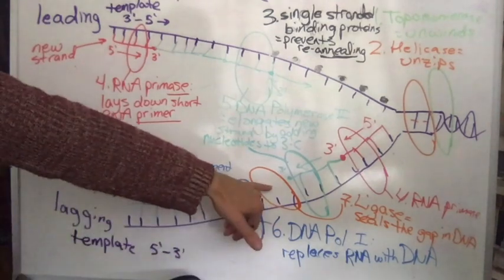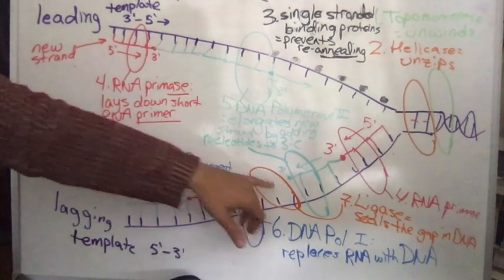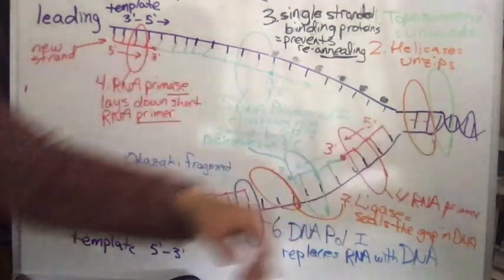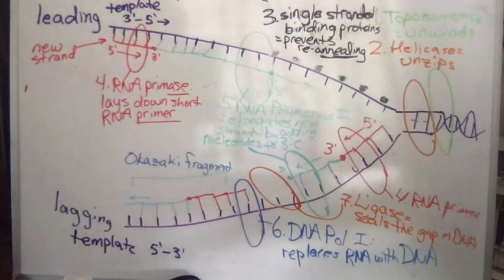Finally, we have the last enzyme involved, the DNA ligase, which seals the gap, and that will occur up here, and it will occur between all of these Okazaki fragments on the lagging strand.